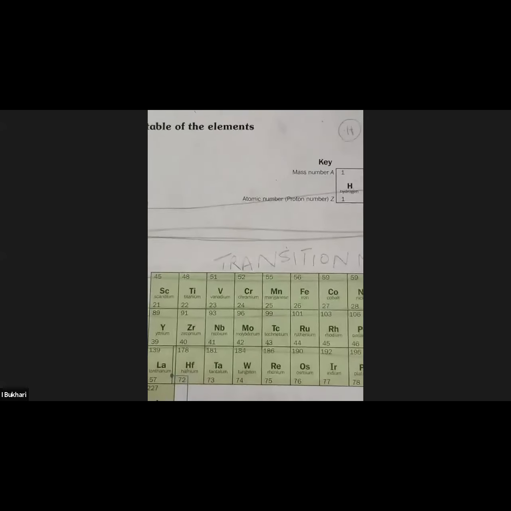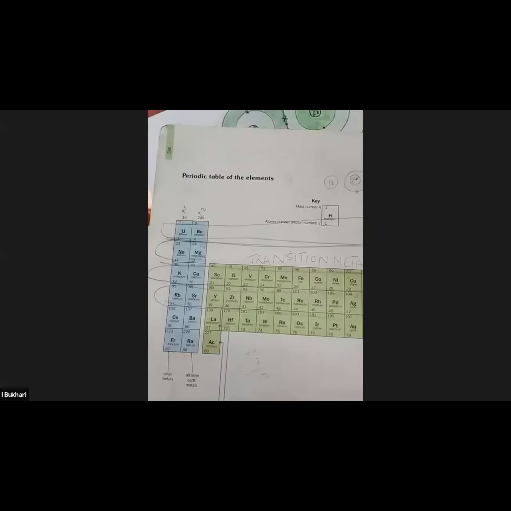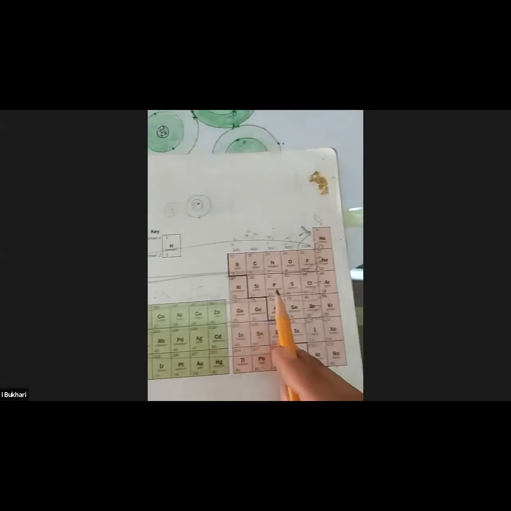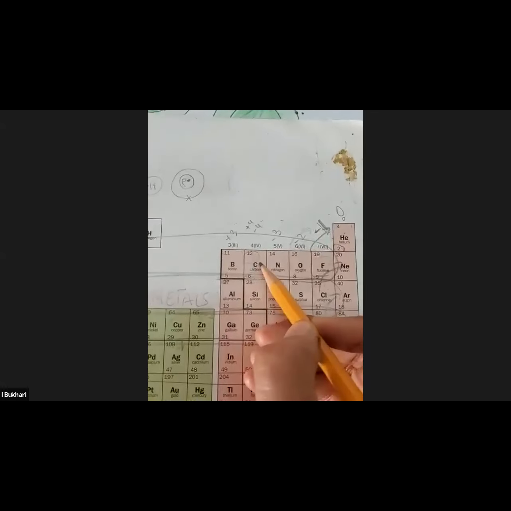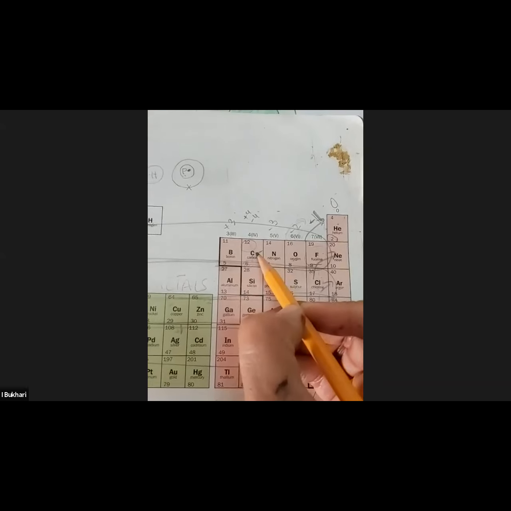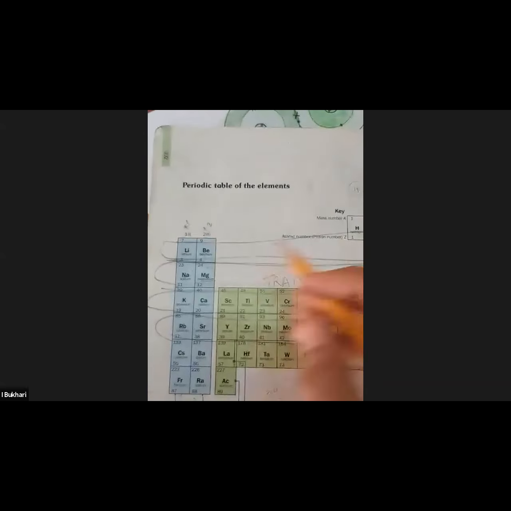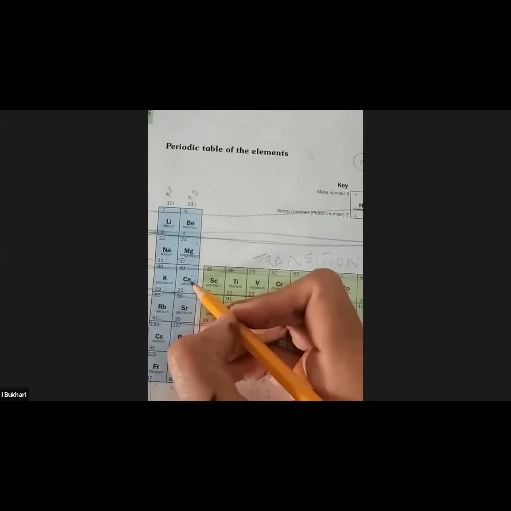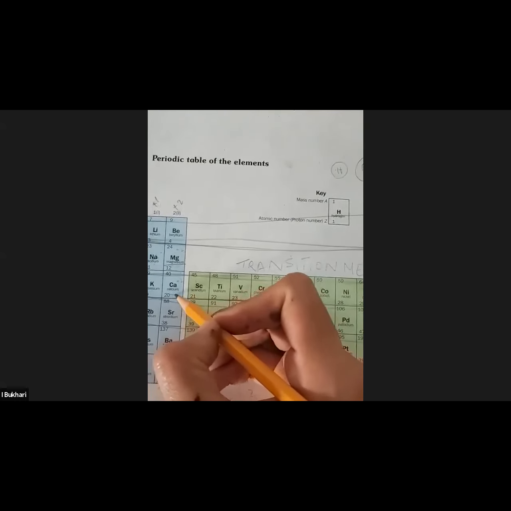Now, when do we need a second letter? For example, carbon has only C, right? But calcium has Ca. Now, calcium starts with C and carbon also starts with C.